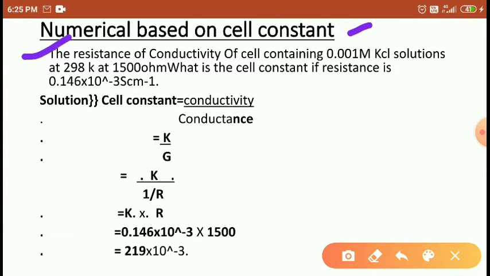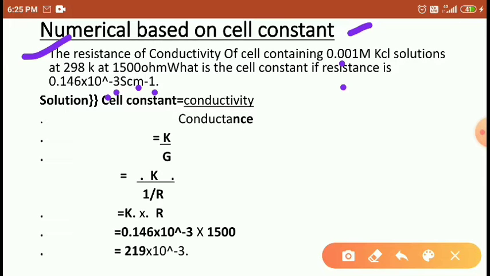So the first numerical: the resistance of the cell containing 0.001 molar concentration of KCl solution at 298 Kelvin is 1500 ohm. What is the cell constant if the conductivity is 0.146 into 10 to the power of minus 3 Siemens per centimeter? This is the unit, Siemens per centimeter.